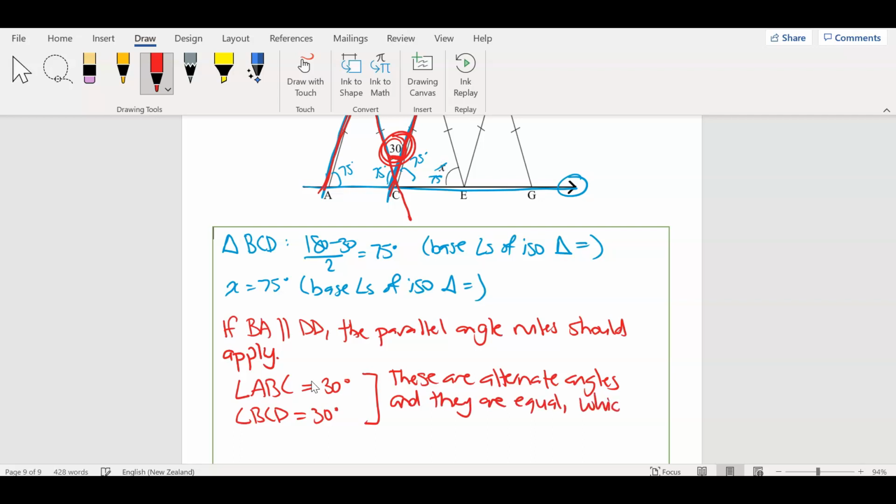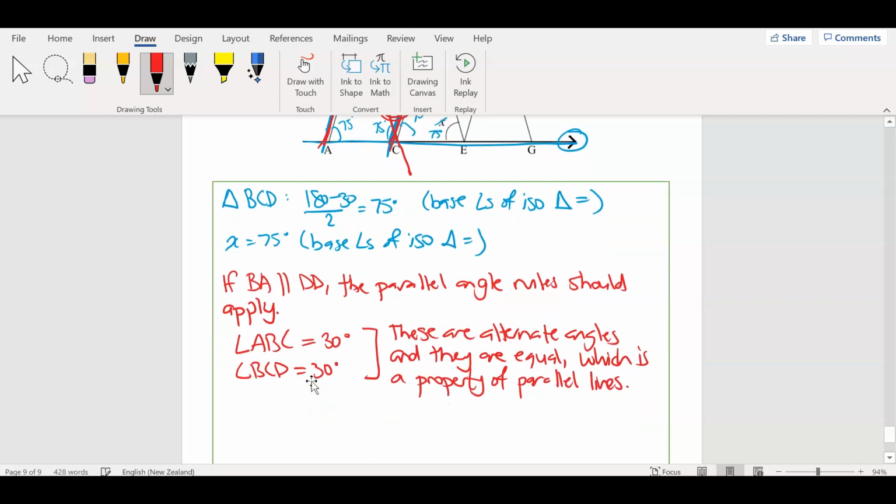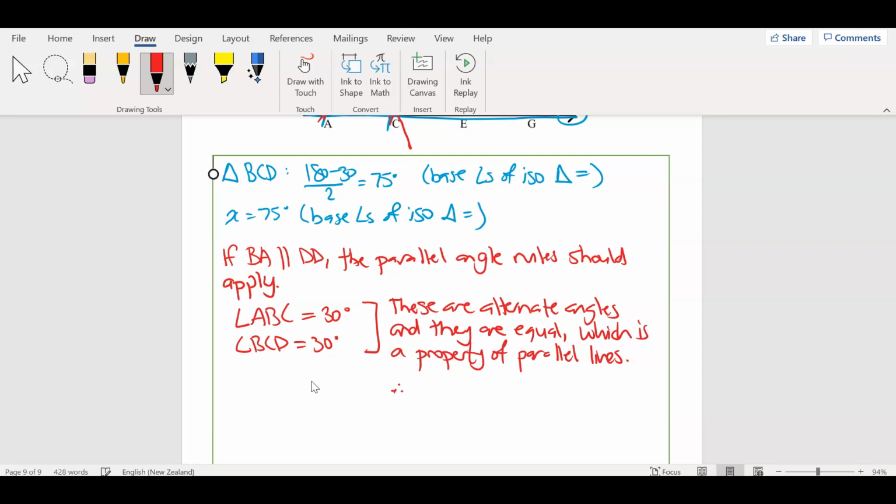Which is a property of parallel lines. And therefore, we can say line AB is parallel to line DC. Oh, there you go, I'll write that around DC. And I just realized I made a mistake up here. That should be DC as well. There we go. So that was the first lines.